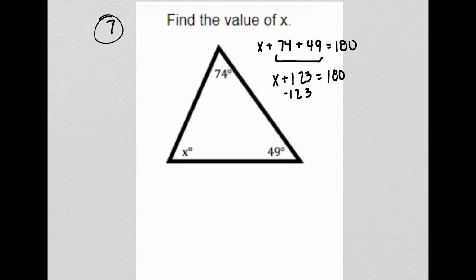I want to solve for that X. So I'm going to subtract 123 from both sides. When I do 180 minus 123, that leaves me with 57. And that's what my third angle would be.